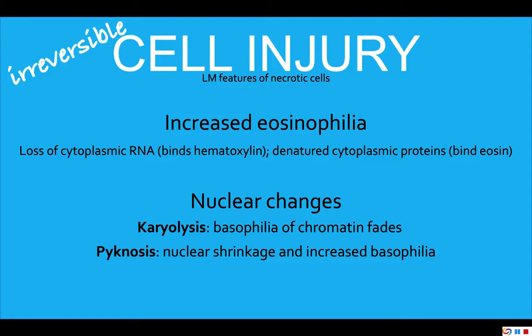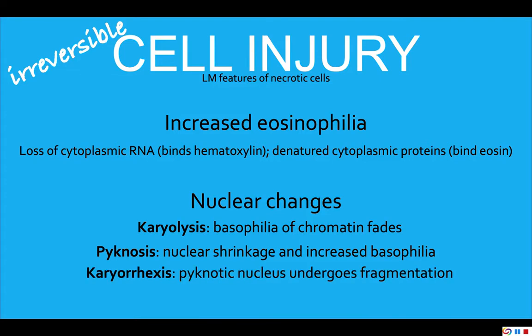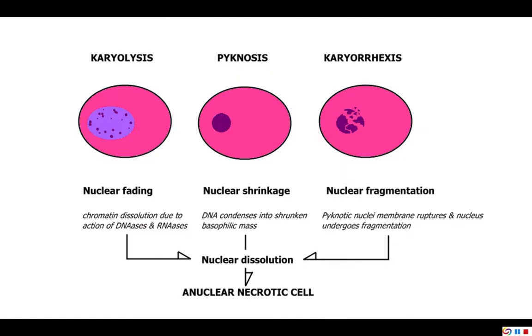So this is when that shrunken nucleus, or that pycnotic nucleus, is going to undergo fragmentation. In this picture, which is a really good picture showing what I'm talking about, over here on the left you can see the karyolysis.